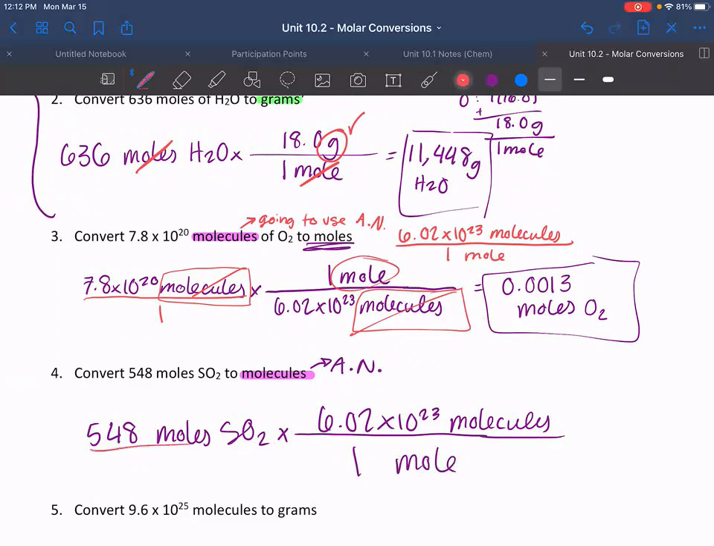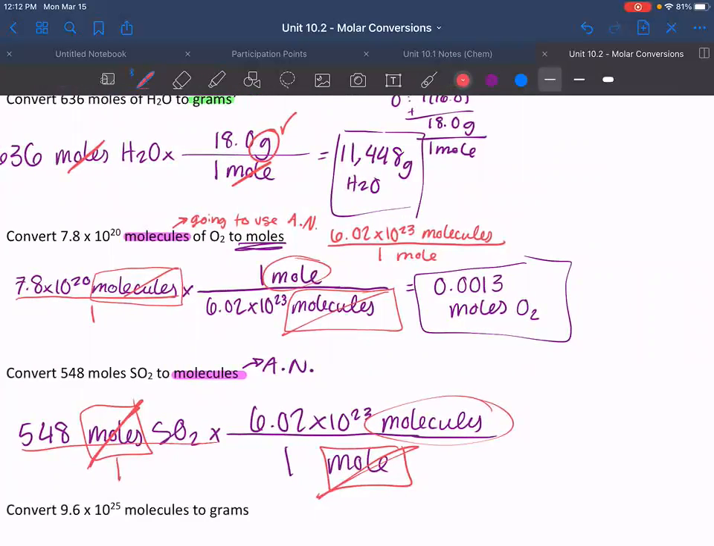So now our moles from our initial number cancel out with our moles from our conversion factor. Our target unit of molecules is at the top of our fraction. So target on top, great. If we multiply this out, we get, I think it's 3.3 times 10 to the 20.